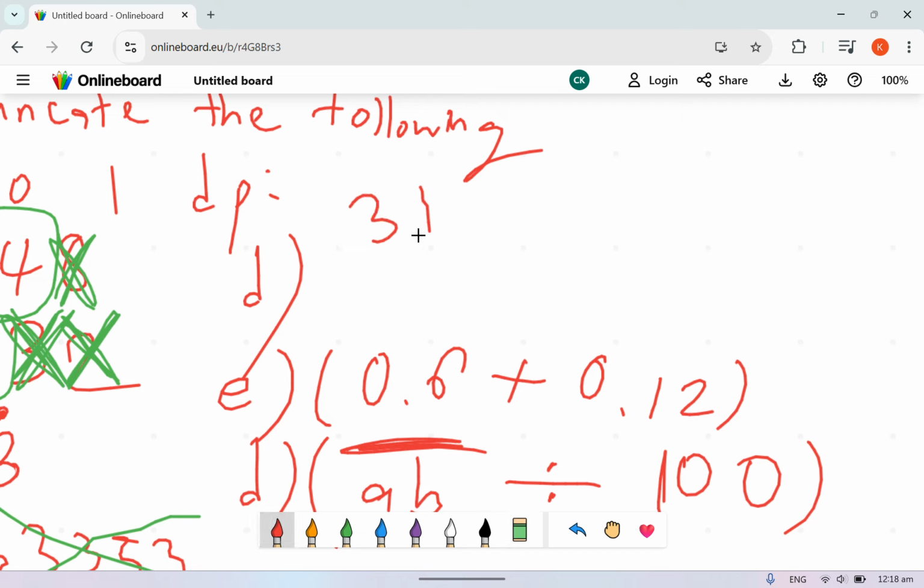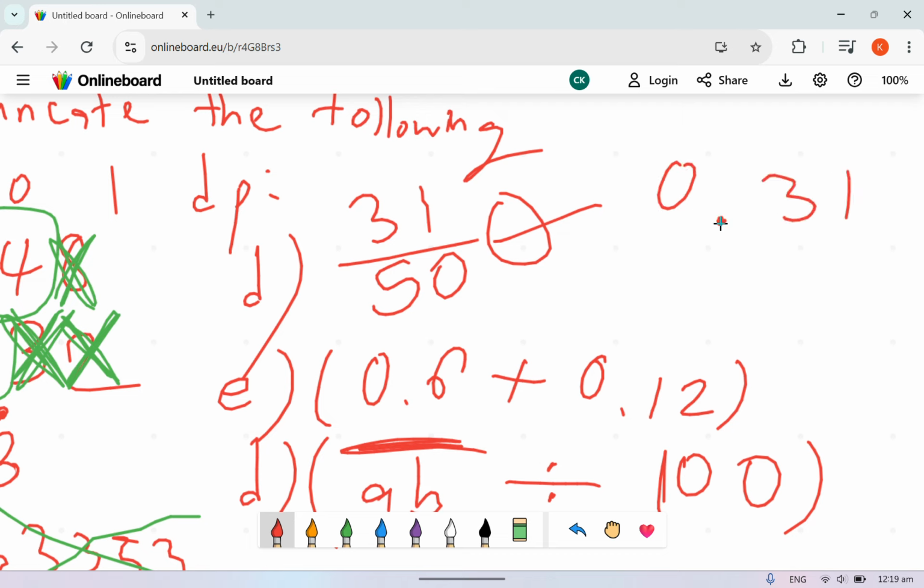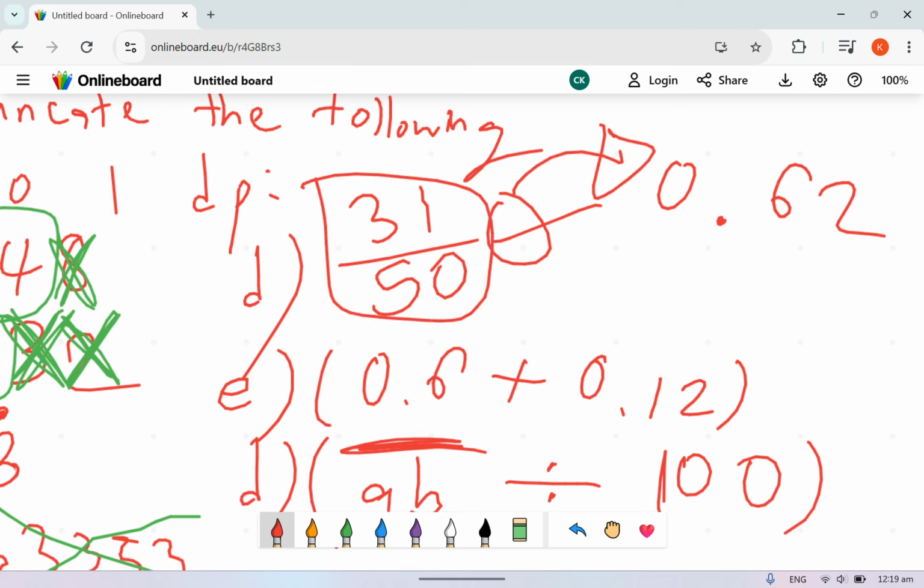Let's do this. 31/50. Okay, guys, do it now. Pause the video. Do it now. Okay, you get 0.31. I'm sorry, 0.62. This should be 0.62. No biggie to do, right? This should be easily 0.62. Truncate it, you get 0.6.